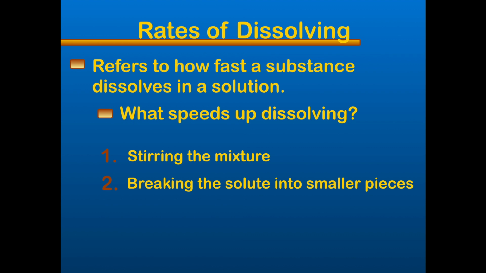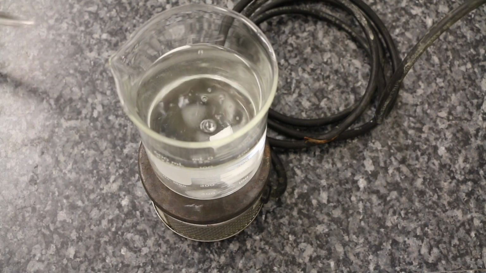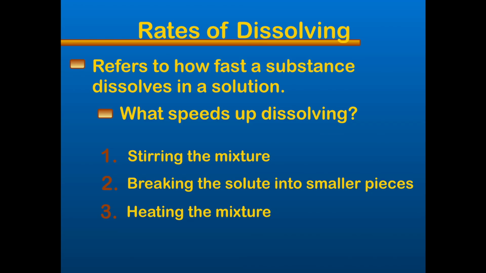And the third method is heating the mixture. We're using a hot plate in this case to heat the solution with the sugar cube solute and the water solvent. And so heat will do something to the particles. What do you think heat does to the particles of the solute and the solvent?